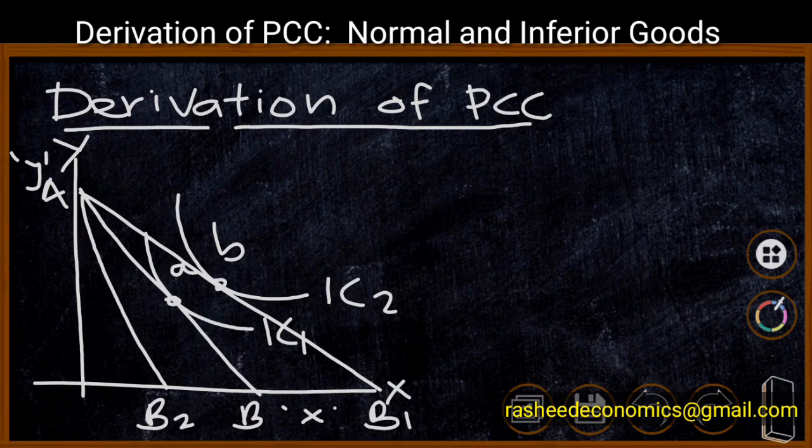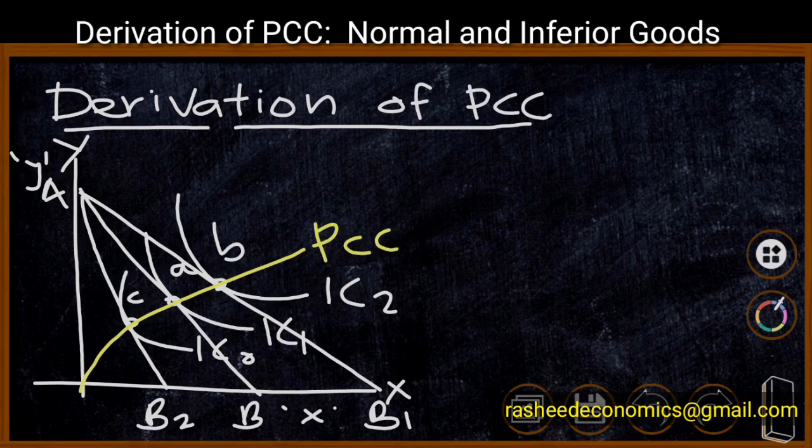identify a new equilibrium point, and that point is identified here on IC0, and the consumer will have an equilibrium point C. Now we have derived 3 equilibrium points by considering different prices of product X, and by joining these 3 points we can derive the price consumption curve.